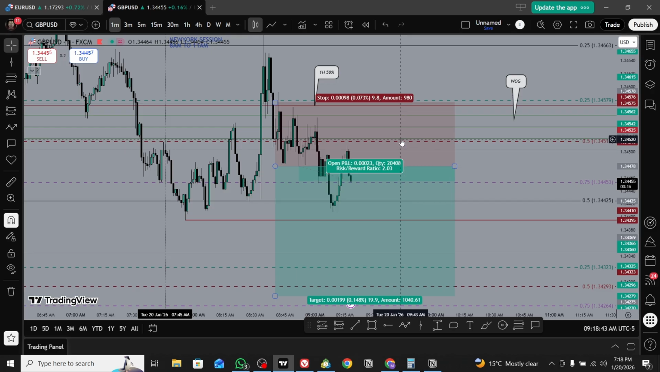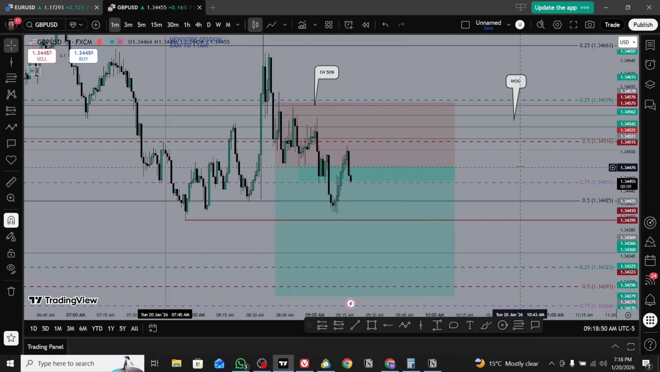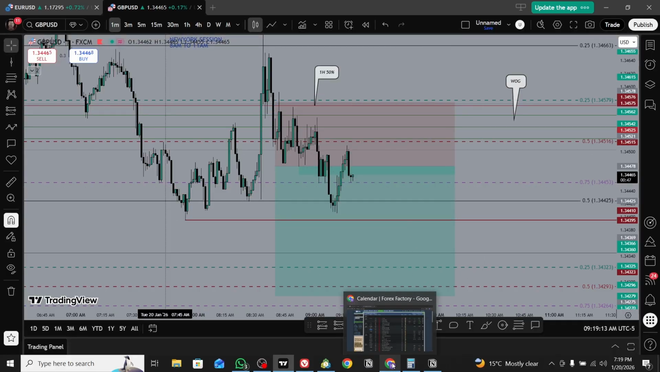Logically it should be here, or here in the 50% of the week, but I can't set it there because it would be in drawdown. Let's just see the price action. Let's see how price does.